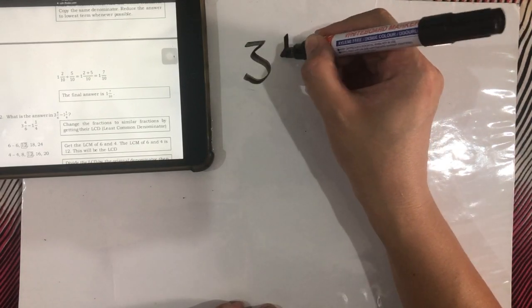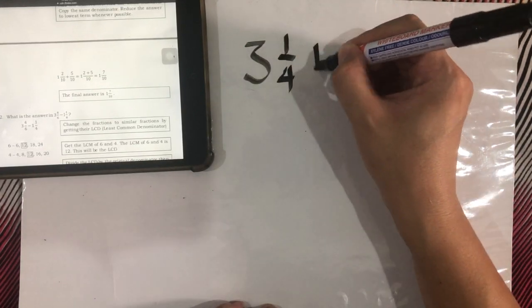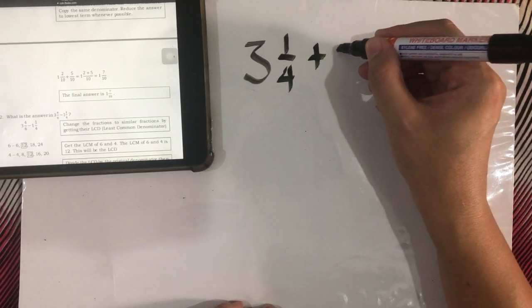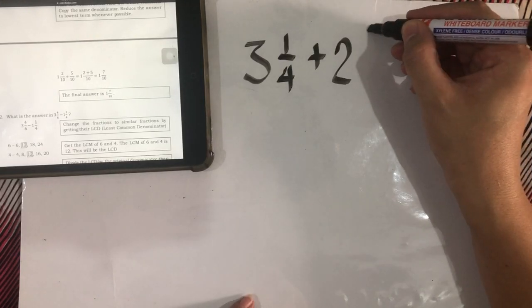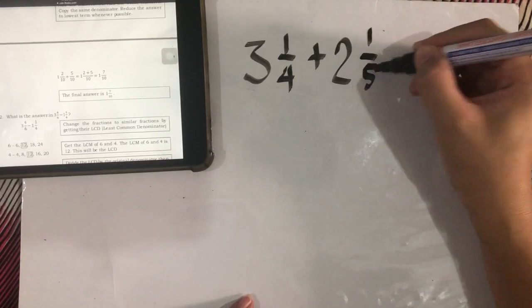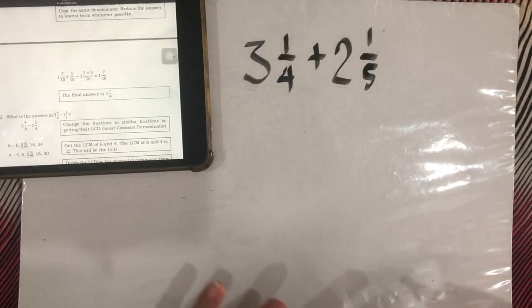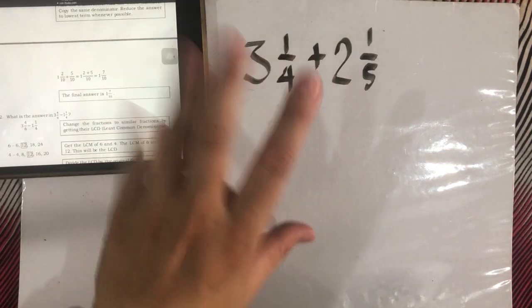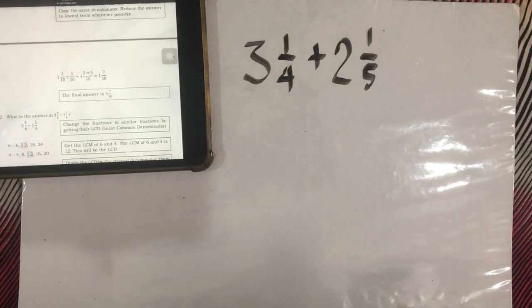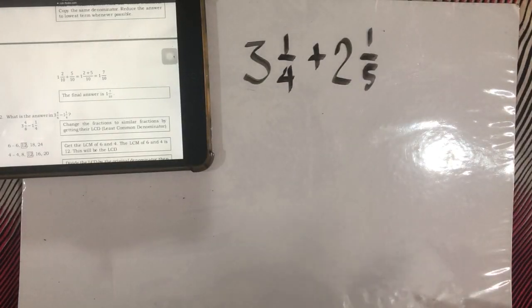3 and 1/4 plus 2 and 1/5. Okay? So, meron tayong whole number and then fraction. So, we call it mixed fraction. So, ang gawin na natin yung isang technique na pagkuha ng sagot. It is by using cross multiplication.